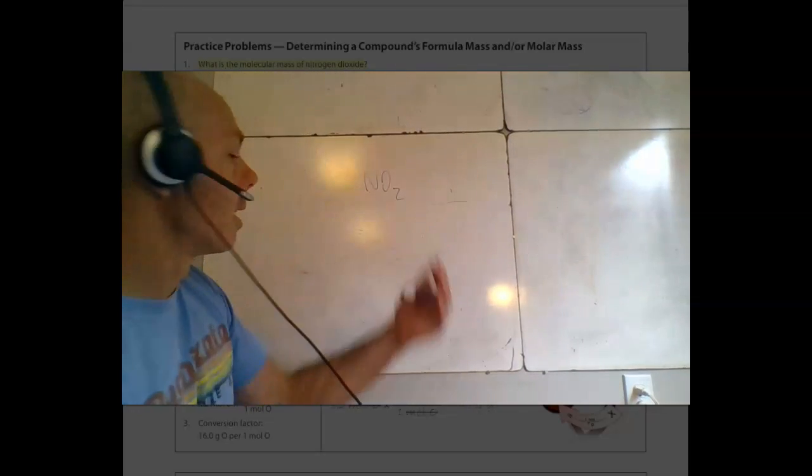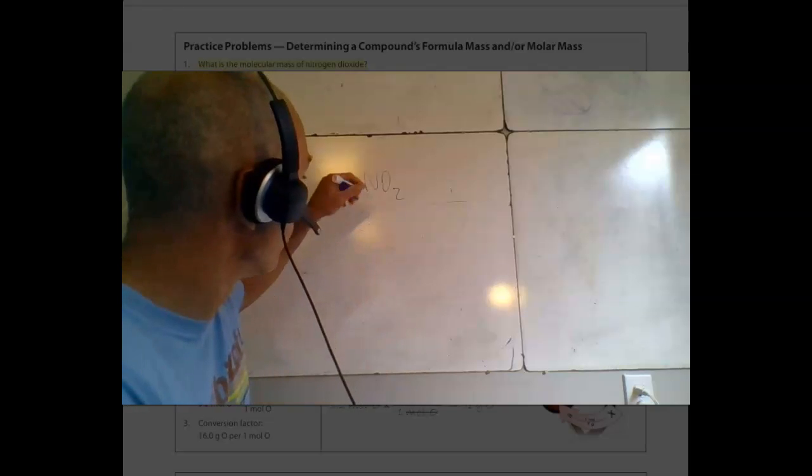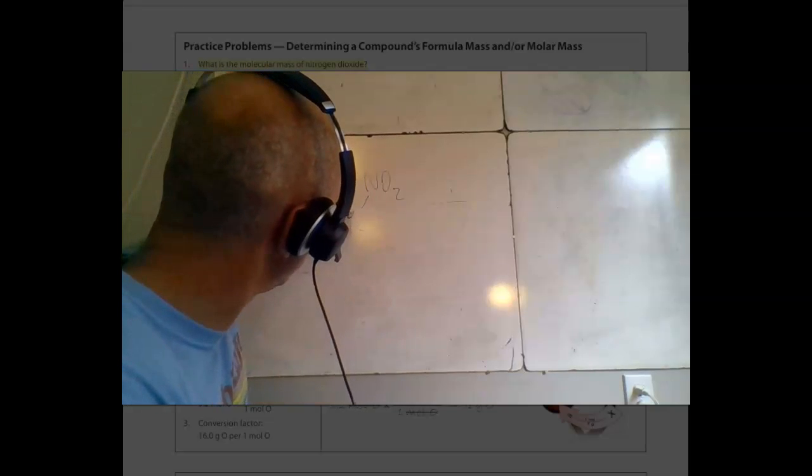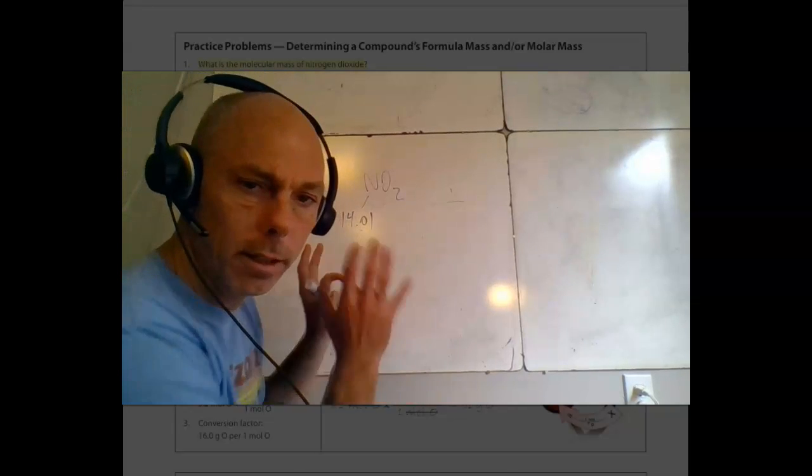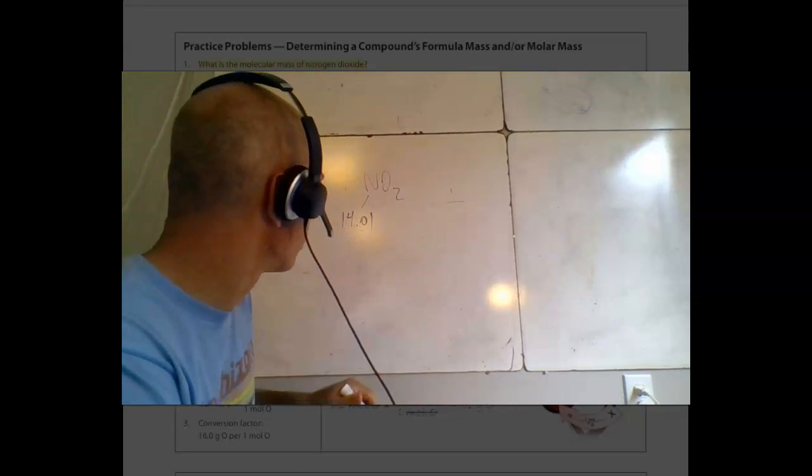To find the molar mass of nitrogen dioxide, I need to know what the molar mass of nitrogen is. It's 14.01. I'm going to wait to write grams per mole until the end. Normally I like to put units in my work, but for molar masses it's fine to put them at the end.